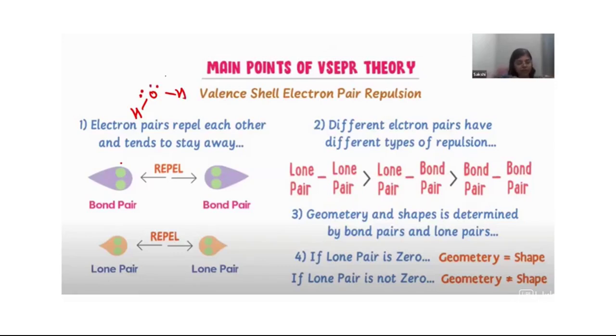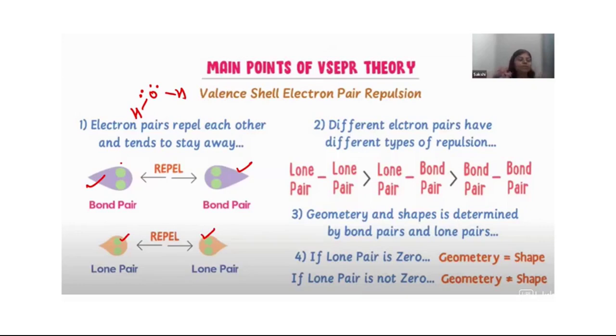These lone pairs try to move as far away from each other as possible, because both of them are negatively charged and they repel each other. Even the bond pairs repel each other, and the lone pairs as well. So you can see bond pairs are also repelling each other and the lone pairs of electrons are also repelling each other. Now, different electron pairs have different repulsion.